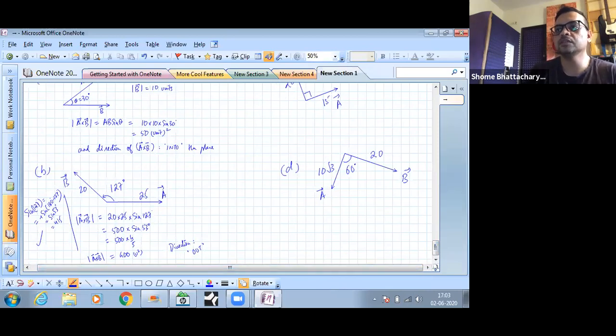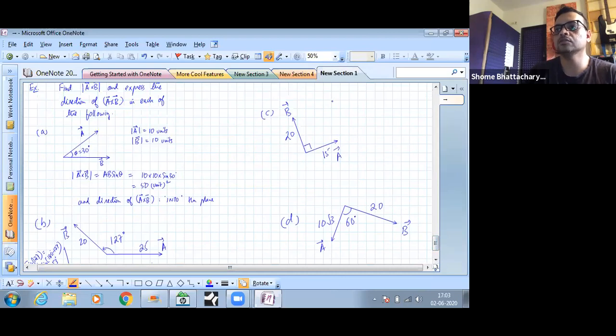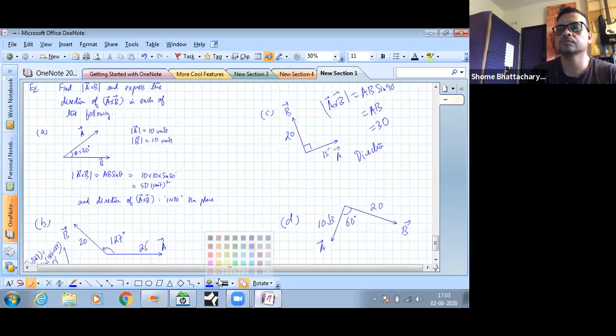So C में क्या हो रहा है? It's very easy. It's 90. So A cross B's magnitude will just be AB sine 90 degrees. So that is directly AB. So it will be 300 and direction will be going into the plane. And you can use the right hand. Oh, sorry, it's coming out. My mistake. Direction is coming out. Outwards.